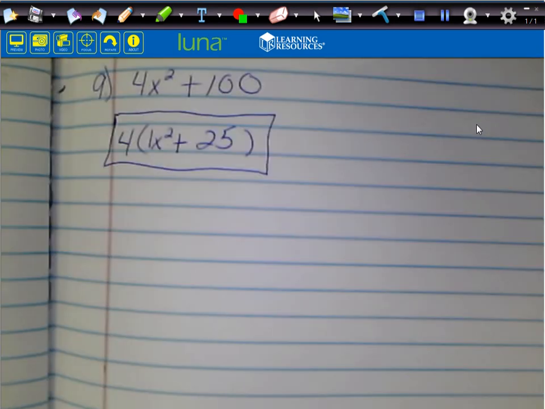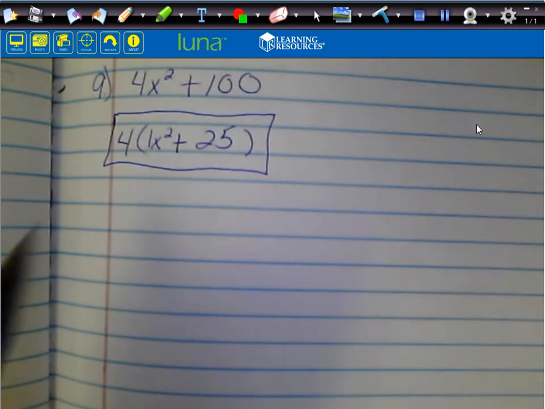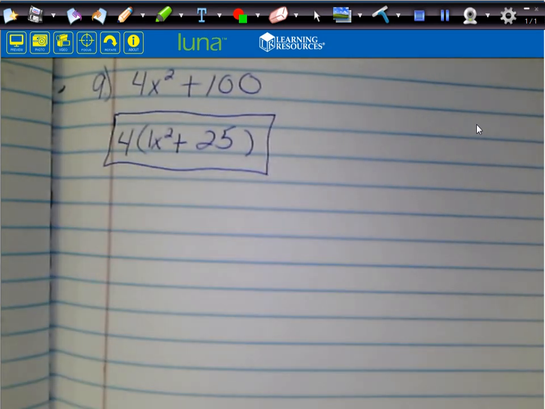It's not prime because I could factor out a GCF, and prime means you can't factor it at all. So it's not prime, but all I could do here was pull out my GCF of 4. I couldn't do difference of perfect squares because there was that plus sign in the middle instead of the minus sign. So that's all you have to do for this one. Please make sure you have that written down before you move on.